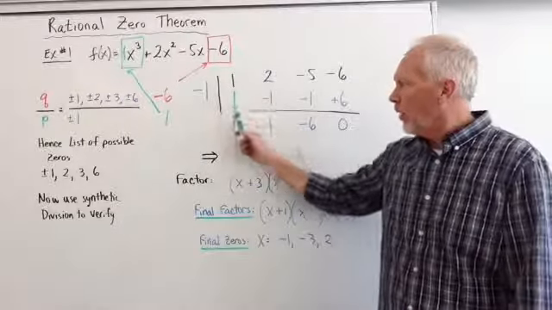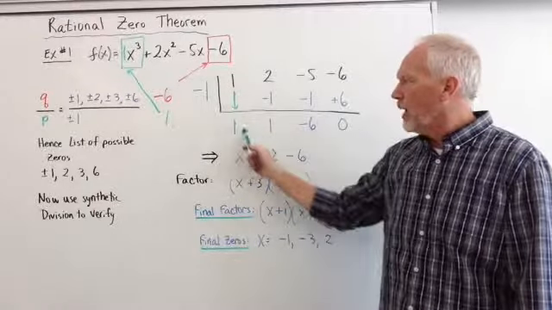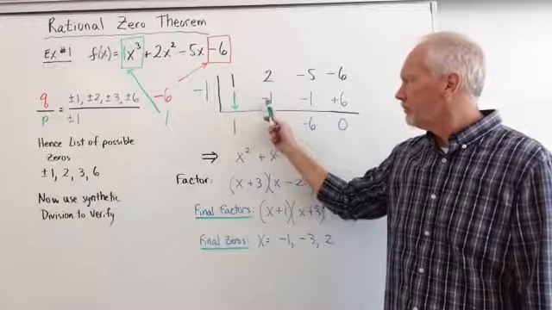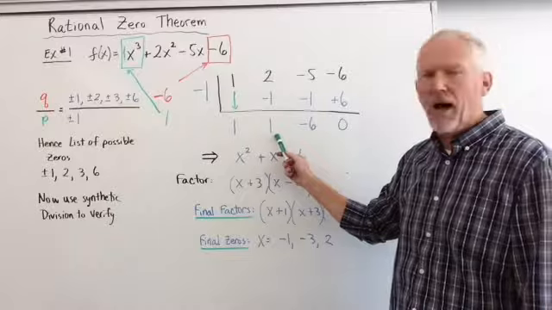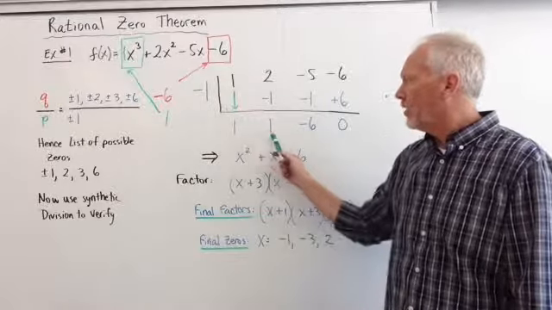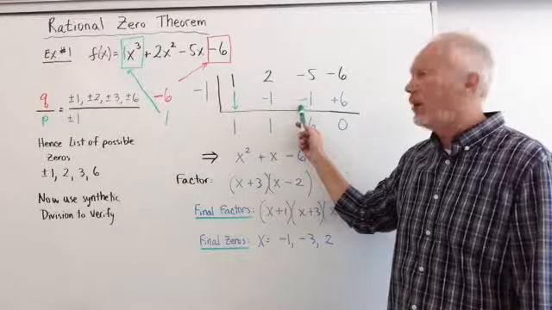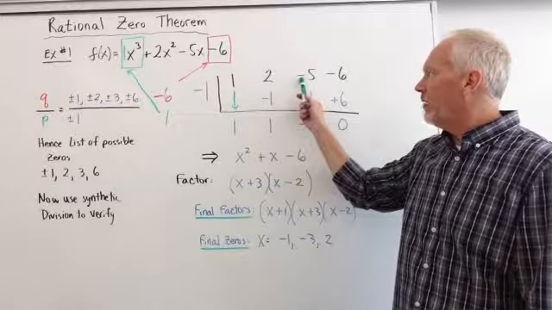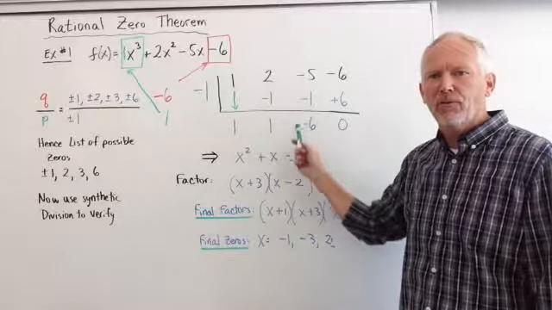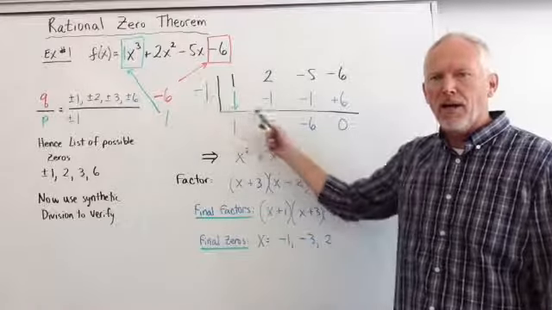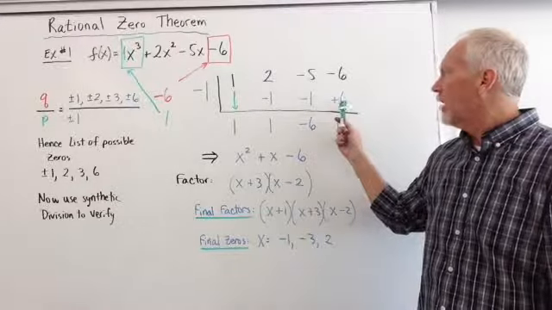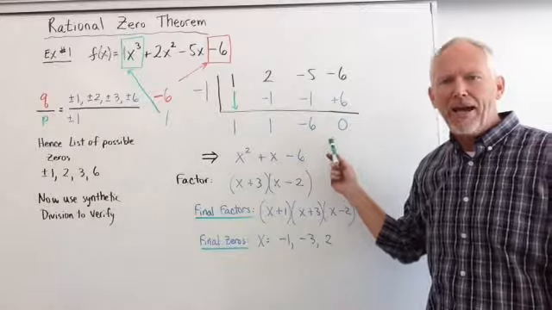And so we bring our 1 down. -1 times 1 is -1. We add these two numbers together: 2 plus -1 is a positive 1. -1 times 1 is, again, -1. And -5 plus -1 is -6. And now when I multiply that by -1, I get positive 6, which when I add to -6, I get a 0.